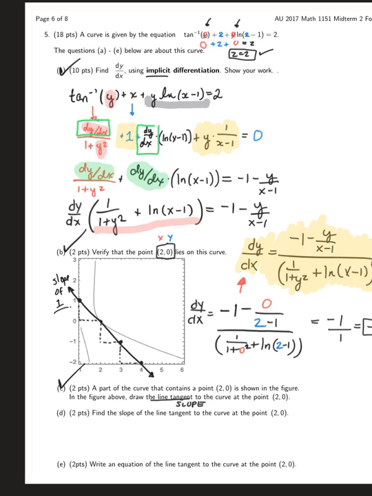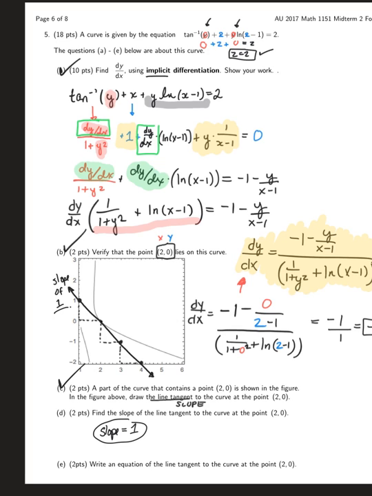Okay, so we did part C. We drew the tangent line. Okay, part D. Find the slope. Oh, well, we just did that. The slope is equal to 1. I feel like they should have asked you for this first. Who knows? Okay, write an equation of a line tangent to the curve at the point 2, 0.